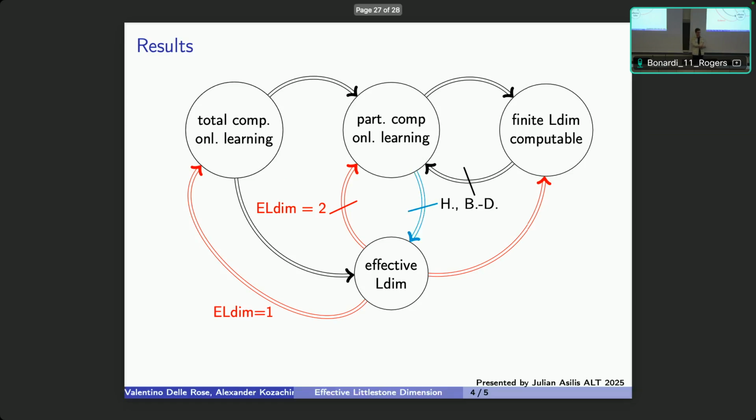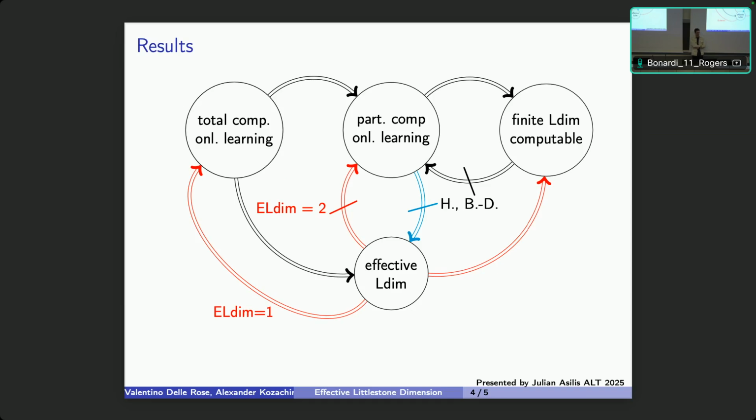And then one last result I'll give you. This one's colored in blue because it's not written down in the paper, but they just say that it's a result that they have, that you can show, that partial computable online learning does not imply finite effective Littlestone dimension. I asked them, what's the rough idea of the proof? They said it's another diagonalization argument. You just diagonalize against all the possible Turing machines that could be witnesses for finite effective Littlestone dimension.